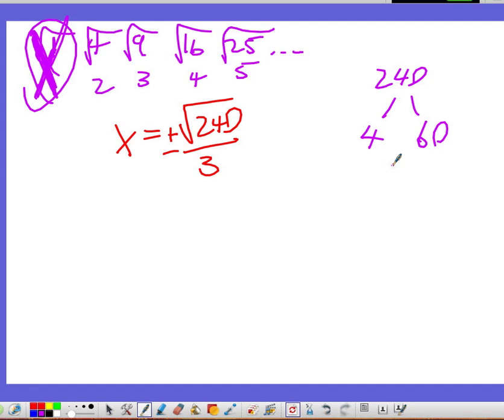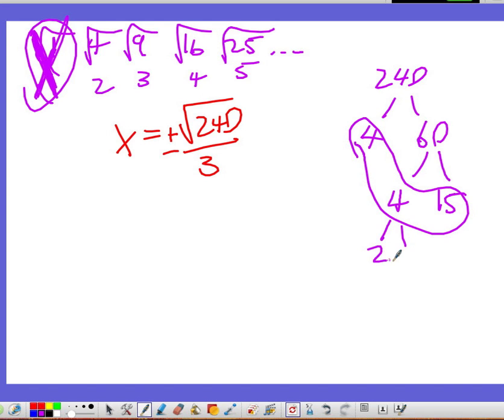Now, 60 seems like a pretty large number. Can we divide it by 4 as well? Turns out that we can. 60 is composed of 4 times 15. And notice, these are going to be my factors. Now, I could have broken down 4 into 2 and 2, but I'm mainly interested in finding the perfect squares, these numbers right here.